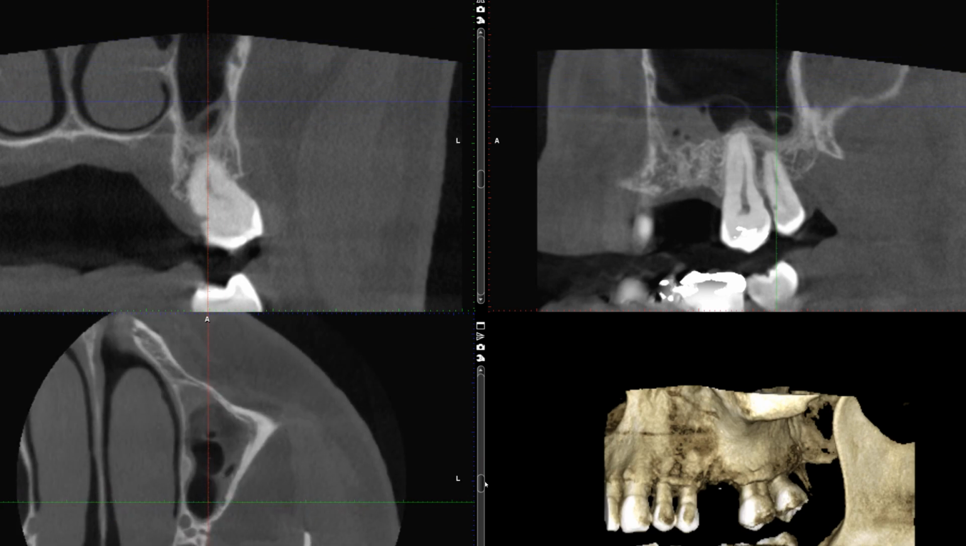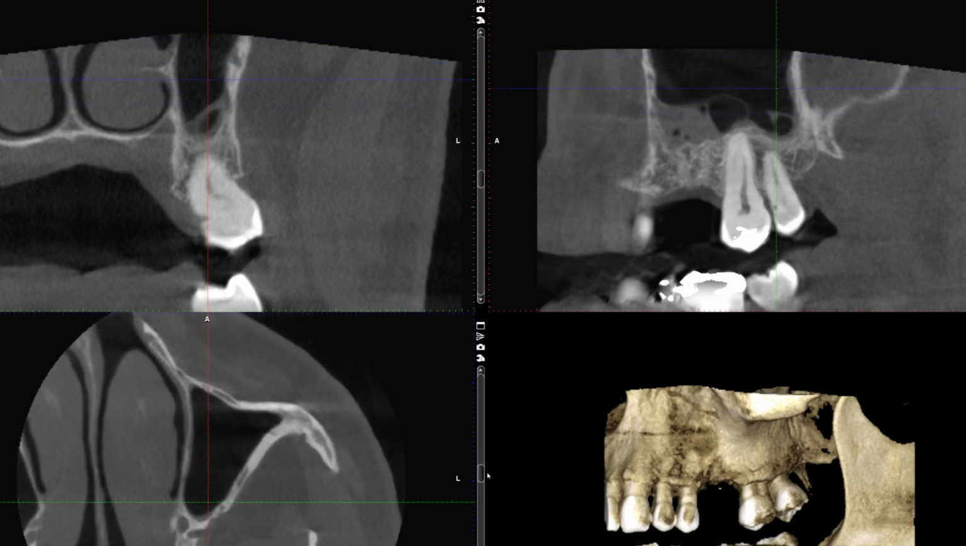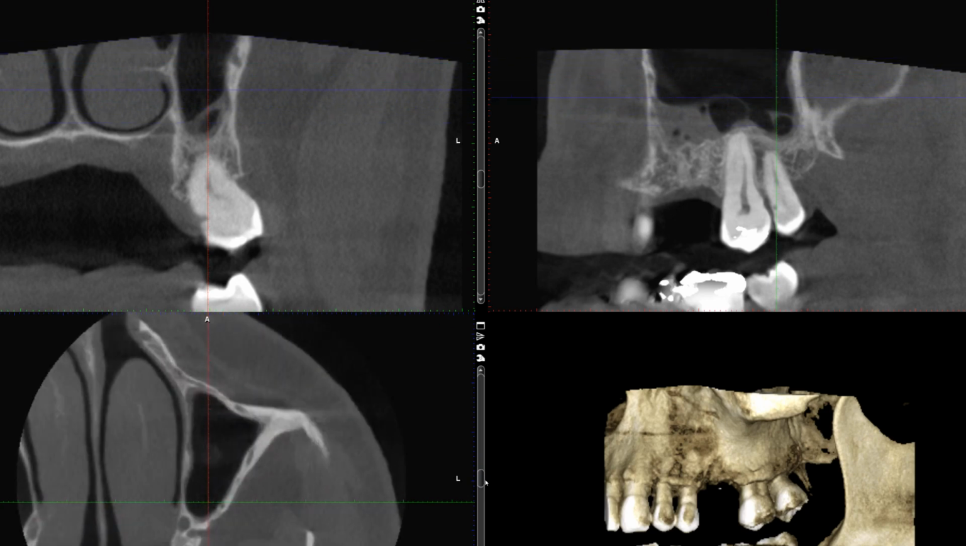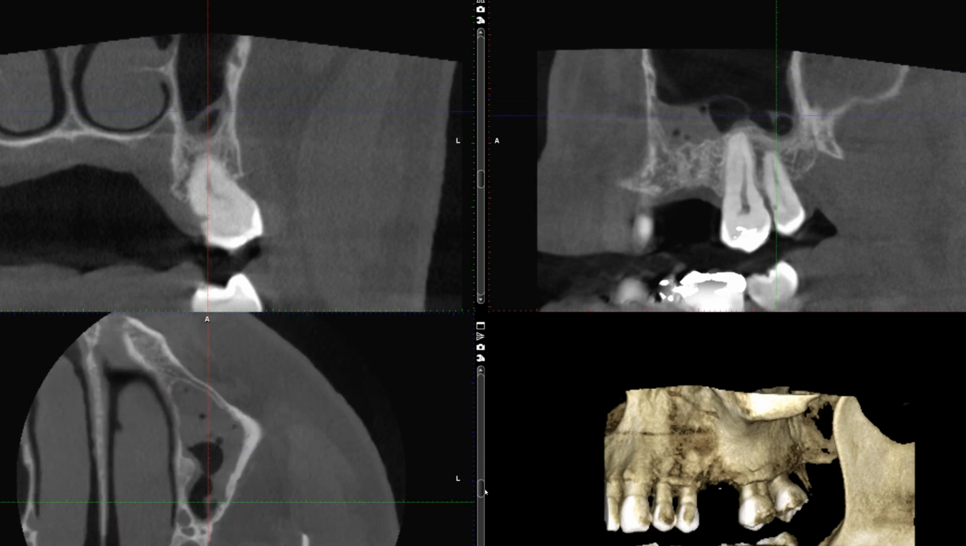While we're unable to compare this left maxillary sinus with the patient's right side, at least the integrity of the surrounding structures, the walls of the maxillary sinus, appears normal to me with no evidence of expansion or marked sclerosis at this point.